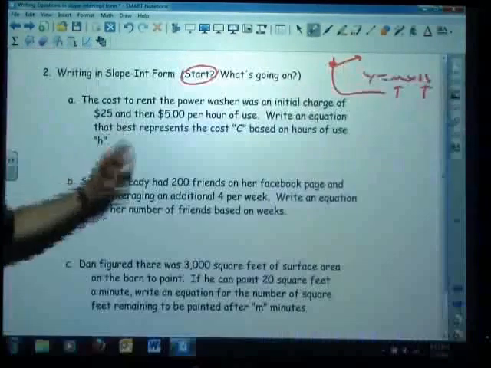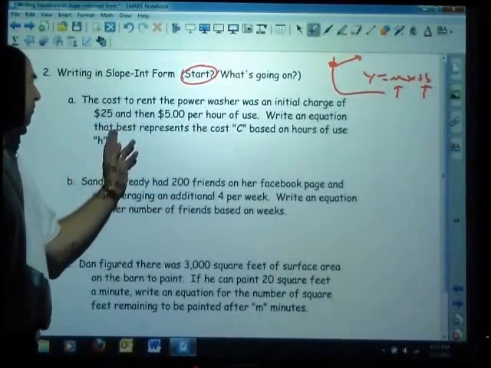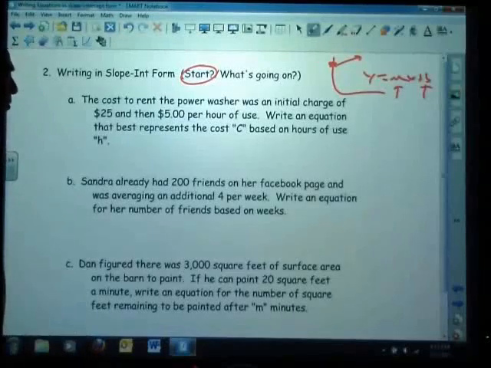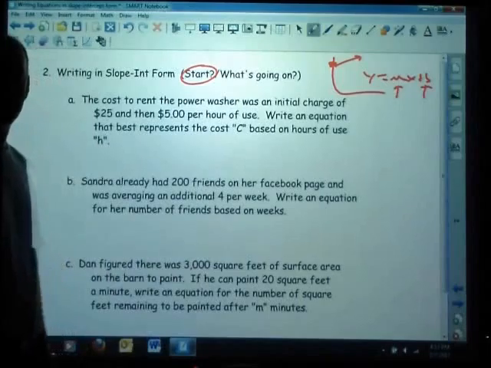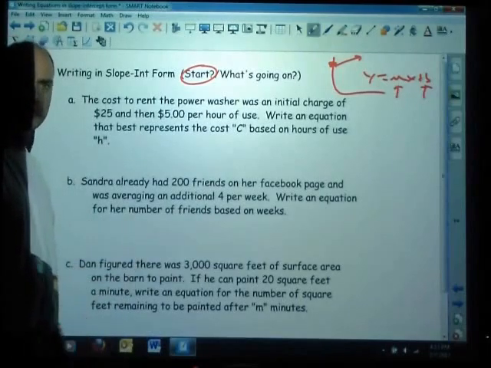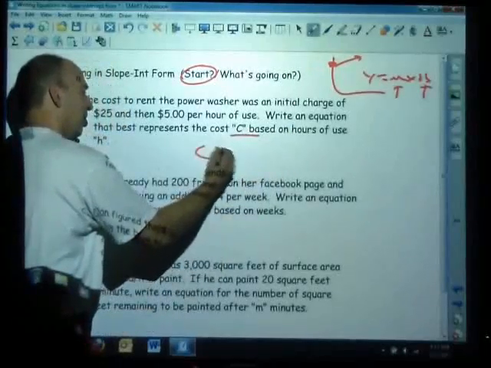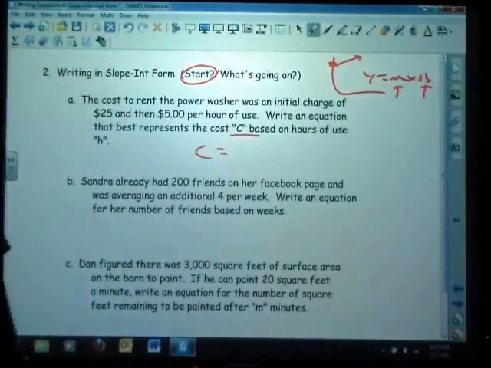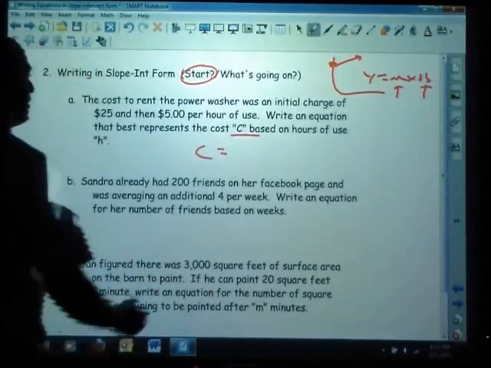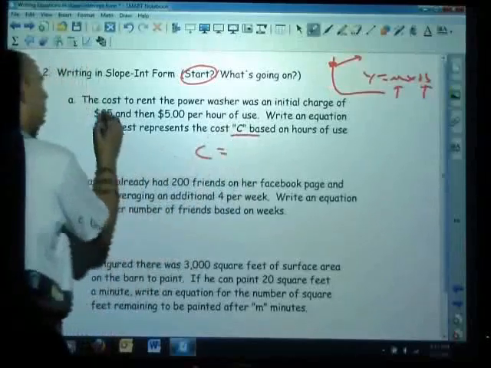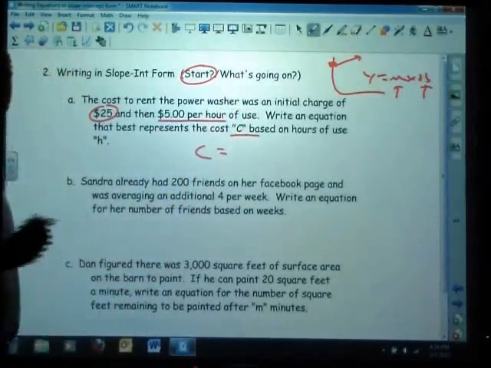All right, so the cost to rent the power washer was an initial charge of $25, and from there it's $5 per hour of use. Write an equation that best represents the cost based on hours of use. Okay, very simplistic little linear equation. I'm going to say C stands for the cost, and I want to know what it equals. Is there a starting point? And there is. They actually say it. The initial charge of $25. From there, you see it goes up $5 per hour.